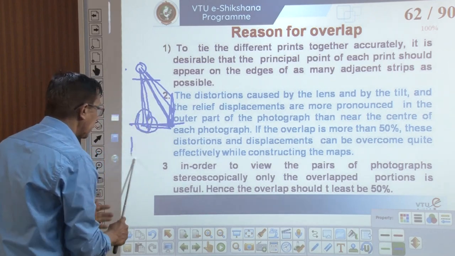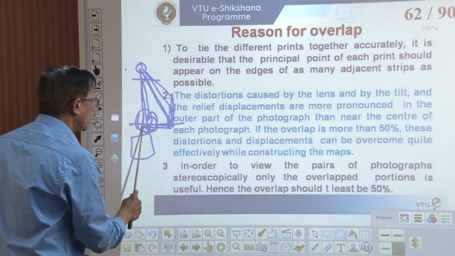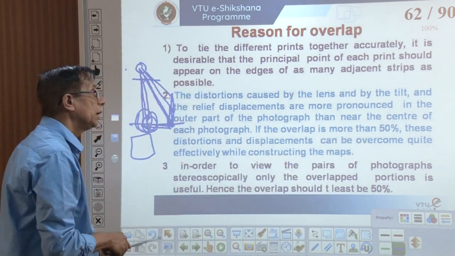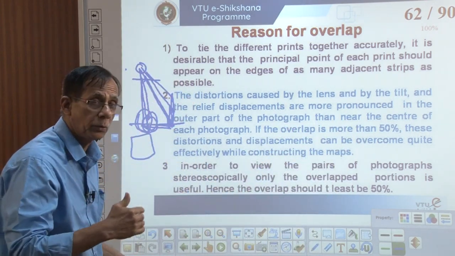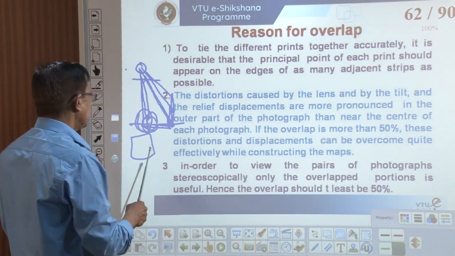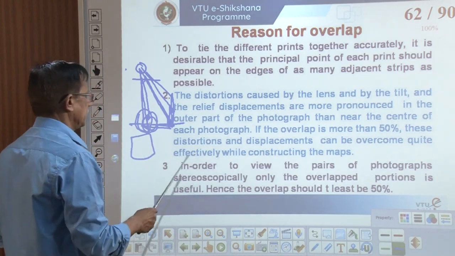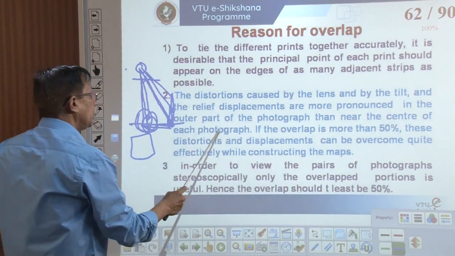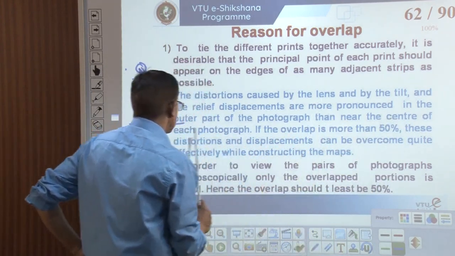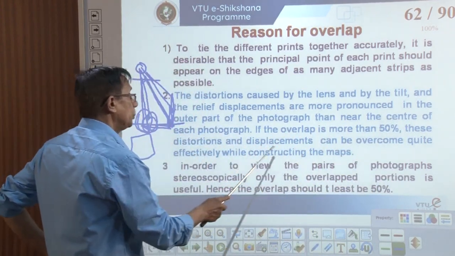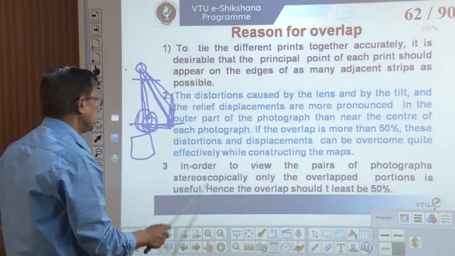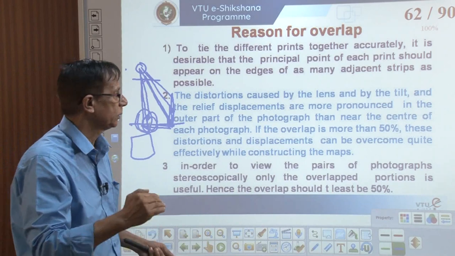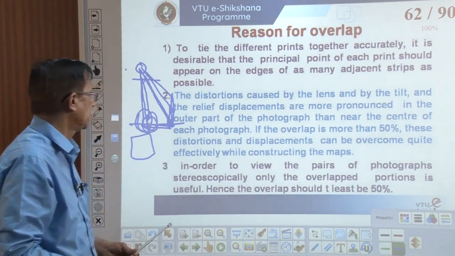If I have an overlap, I can use the central part of the photograph, where relief displacement is minimum. That gives me more accurate results than without much overlap. So this is important: use the central part of each photograph rather than the outer part. If the overlap is more than 50%, these distortions and displacements can be minimized or overcome.